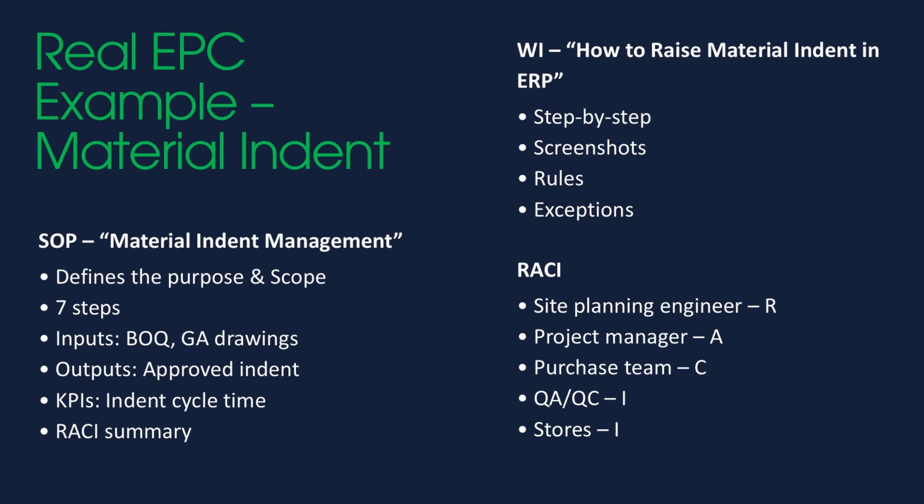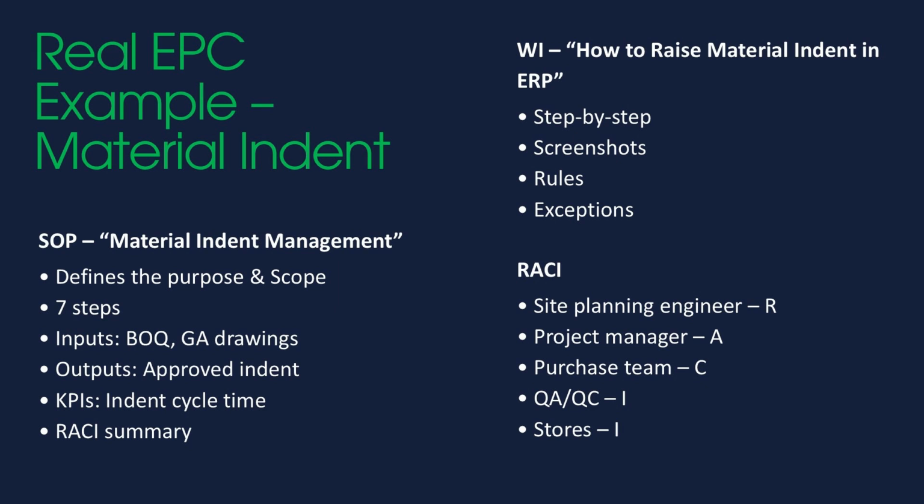Let us take a real EPC example, material indent, and see how the three components of L4 hierarchy look like. The first being SOP. Let us call it material indent management. The first step is define the purpose and scope and define the 7 steps. Apart from that, inputs could be BOQ or general alignment drawings. Output of the SOP would be approved indent, and one of the KPIs could be indent cycle time, and attach a RACI summary. Then how does the work instruction look like?